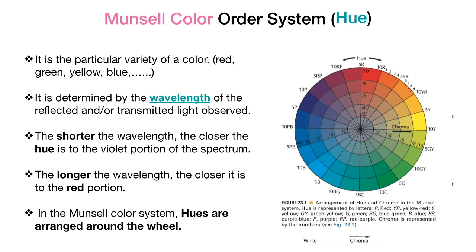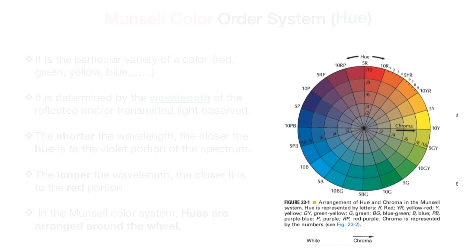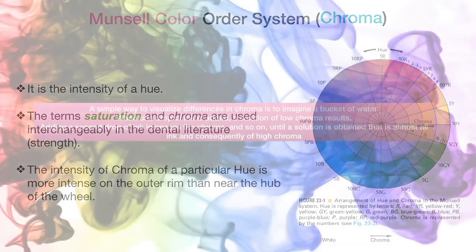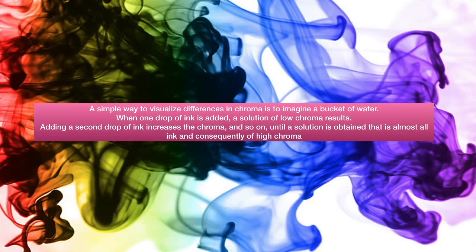So, in the Munsell color system, hues are arranged around the wheel. What about the saturation? Saturation or chroma are used in dental literature. The intensity of chroma of a particular hue is more intense on the outer rim than near the hub of the wheel. The same example that I talked about before when I started the lecture: a simple way to visualize differences in chroma is to imagine a bucket of water. When one drop of ink is added, a solution of low chroma results. Adding a second drop of ink increases the chroma, and so on, until a solution is obtained that is almost all ink and consequently of high chroma.